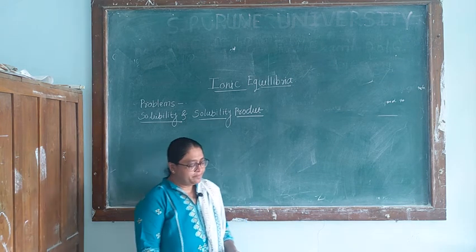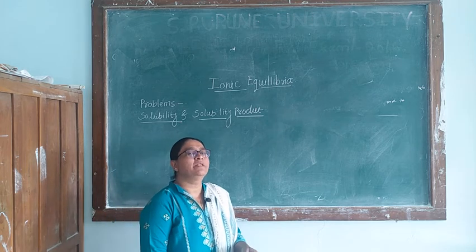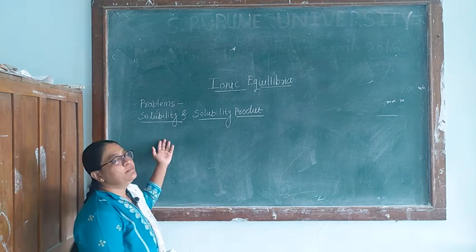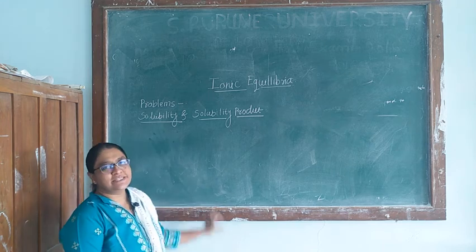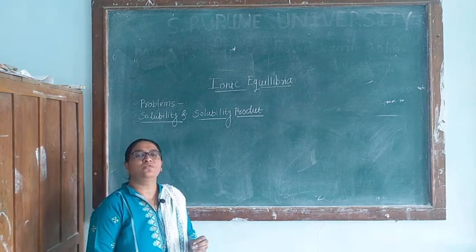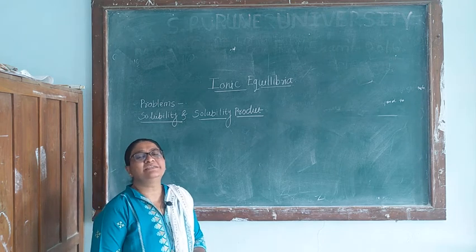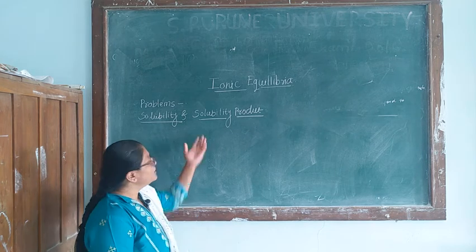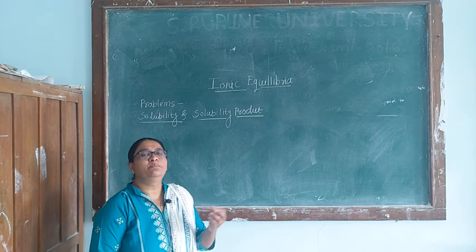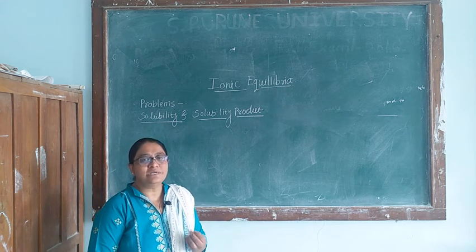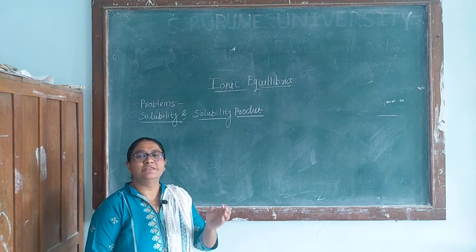Good morning everybody. In this lecture we are going to see the problems of ionic equilibrium on the solubility and the solubility product. We know that solubility is nothing but the concentration of the solute dissolved in a solution. But what is the solubility product? The solubility product is nothing but the product of ionic concentrations when the solute is dissolved in the solvent.